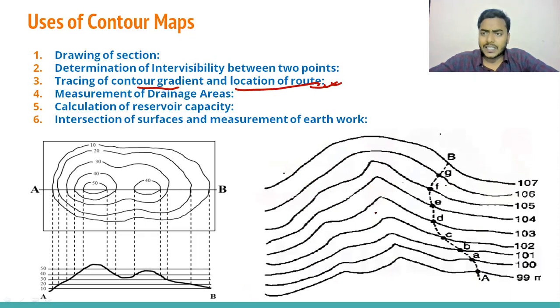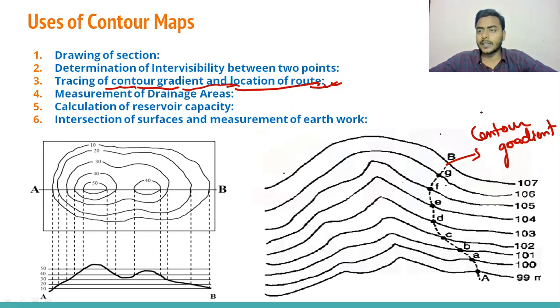Okay, in the case of many cases like railway and roadway, you have to draw the contour gradient so that we can do the earthwork calculation. Okay, so you can see the point A, the dotted line, it is the contour gradient. What is contour gradient? Contour gradient is a line which has a constant inclination with the horizontal, right?